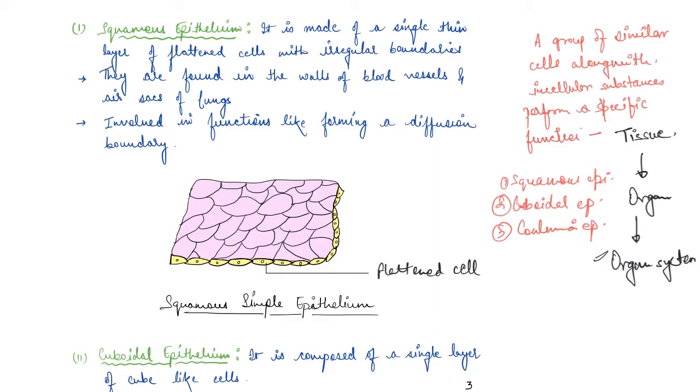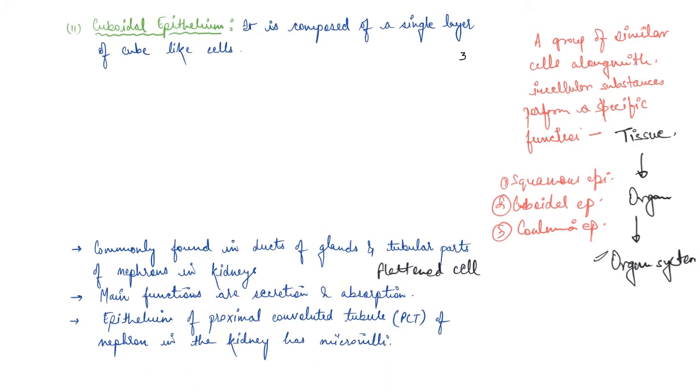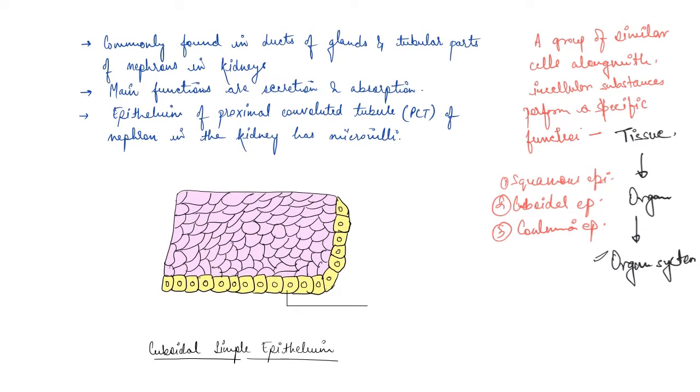right? Now, the second one is cuboidal epithelium. So basically, you will understand the structure with the name itself. So cuboidal epithelium is nothing but a single layer of cube-like cells. Now, these are commonly found in ducts of glands and the tubular part of nephron in kidney. And their main functions are secretion and absorption. So remember, the main function is secretion and absorption.